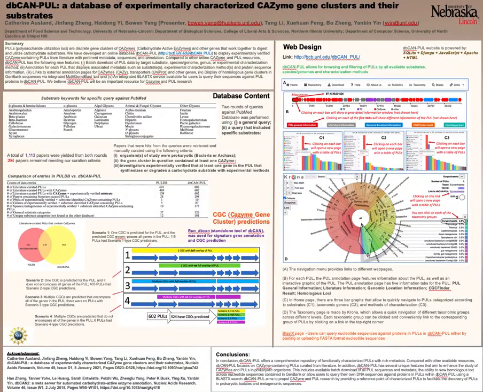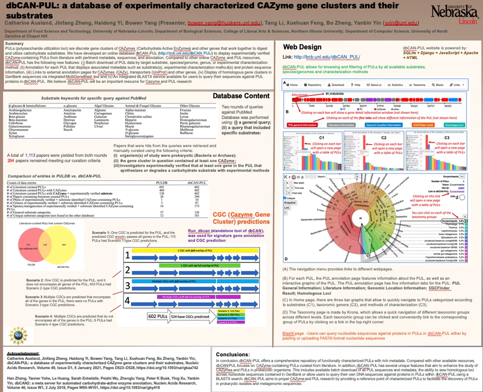Hi, so today my poster is going to be on a database called dbCAN-PUL that we developed. This is a database of experimentally characterized CAZyme gene clusters and their substrates. PUL, or polysaccharide utilization loci, are discrete gene clusters of CAZymes and their genes that work together to digest and utilize carbohydrate substrates. We've developed an online database, dbCAN-PUL, to display experimentally verified CAZyme-containing PULs from literature with associated metadata, sequences, and annotation.